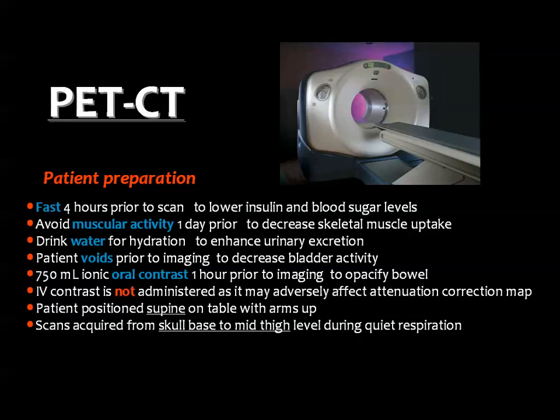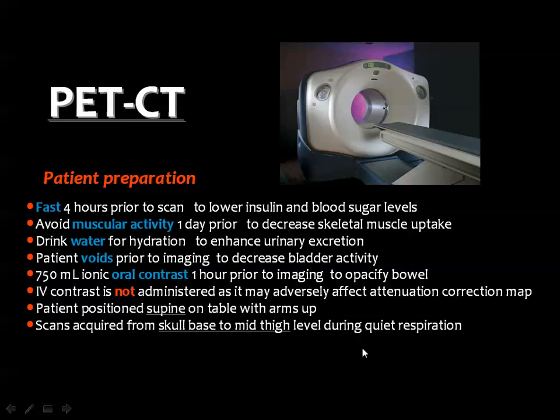Then you follow the disease for the possibility of recurrence. For the patient to be prepared for PET-CT, the patient should fast for about 4 hours to lower the insulin and the blood sugar level, and avoid muscular activity to avoid false positive results, drink some amount of water, and empty the bladder before the examination, because it will mask many of the pelvic pathologies. Then you may give the patient oral contrast material, but do not give the patient intravenous contrast.